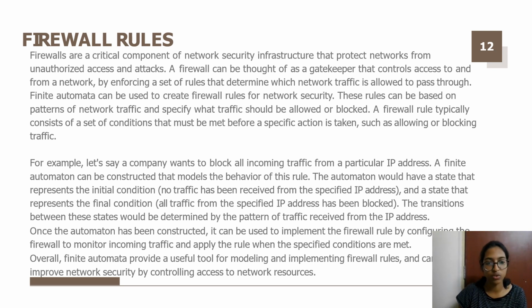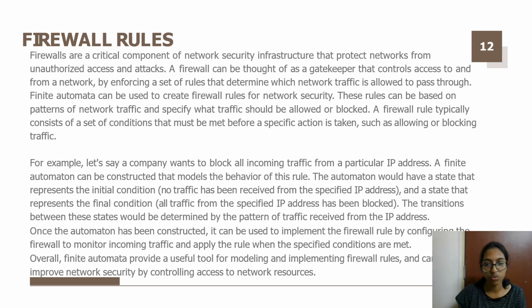Finite automata can be used to create firewall rules for network security. These rules can be based on the patterns of network traffic and specify what traffic should be allowed or blocked. A firewall rule typically consists of a set of conditions that must be met before a specific action is taken, such as allowing or blocking traffic. For example, let's say a company wants to block all incoming traffic from a particular IP address. A finite automaton can be constructed that models the behavior of this rule.